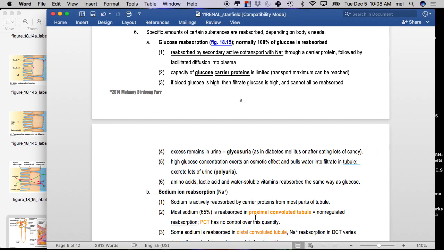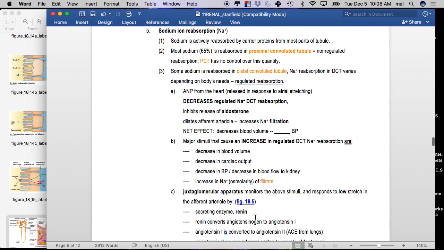So that's glucose reabsorption. It's secondary active transport. That is the same mechanism of reabsorption for amino acids, some lactic acid, and some water-soluble vitamins. Most of them will use sodium to piggyback back in. Does that make sense? Okay, all right, so now let's talk about sodium ion reabsorption. This one gets a little trickier, so I want you to pay attention slowly and make sure you don't get lost in the early stages.